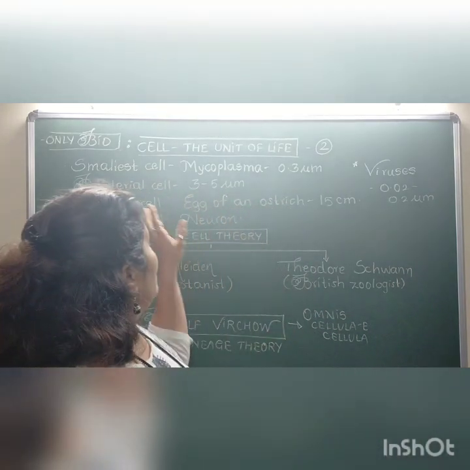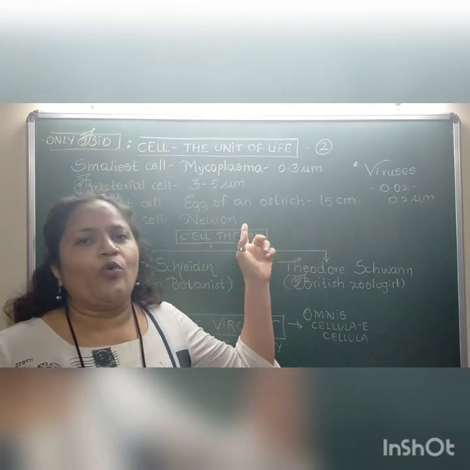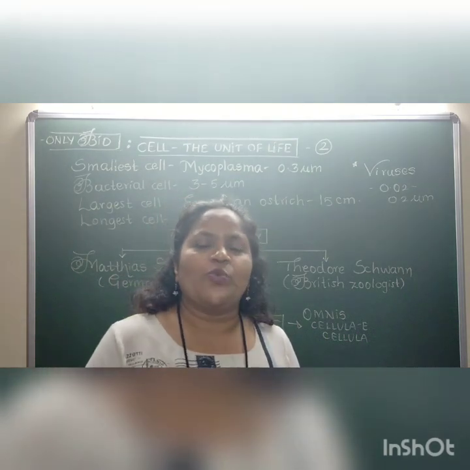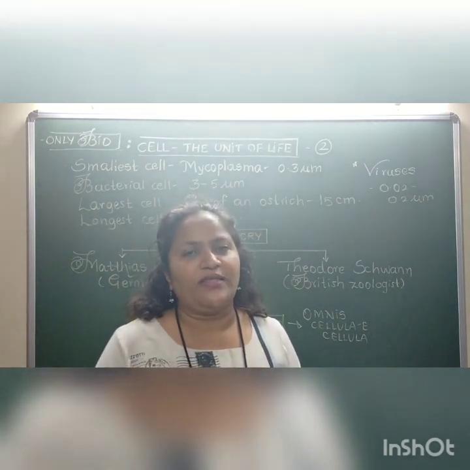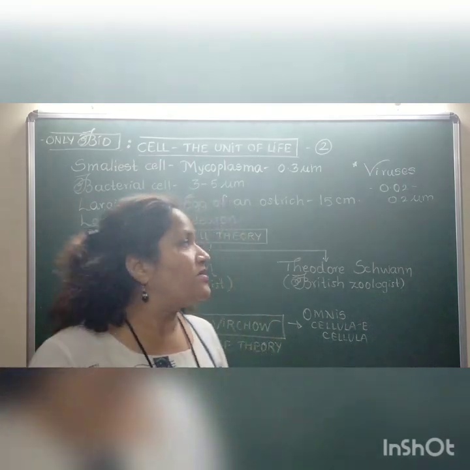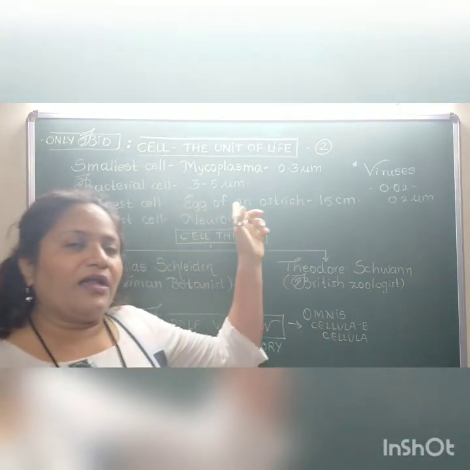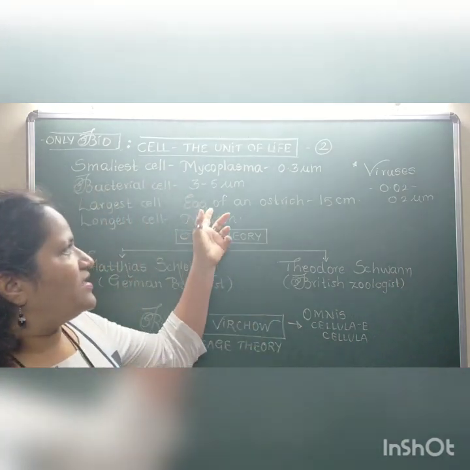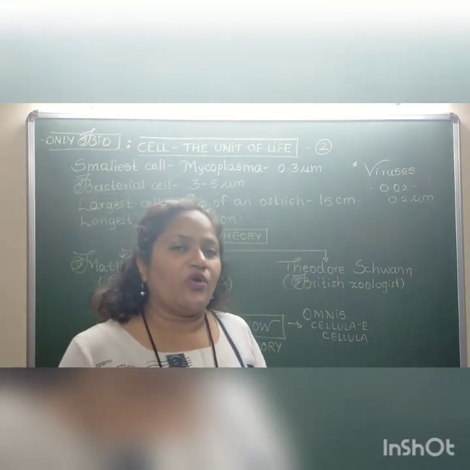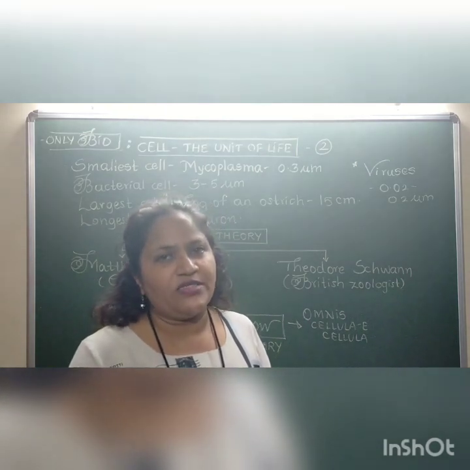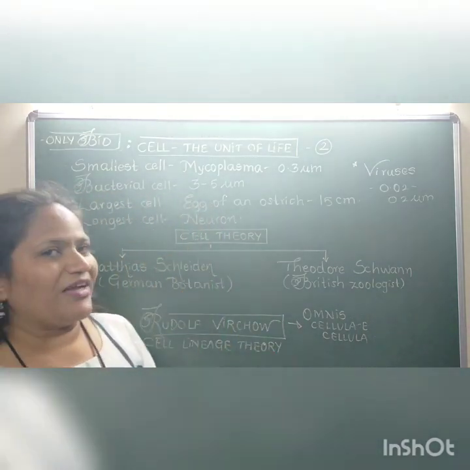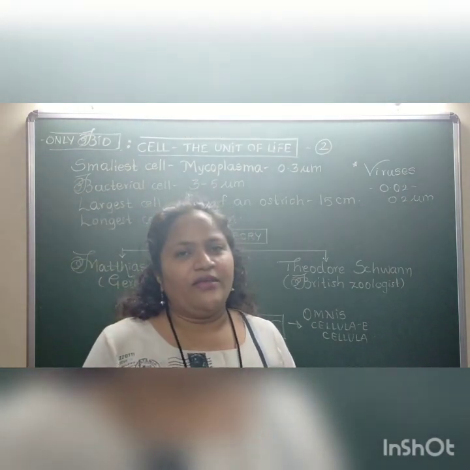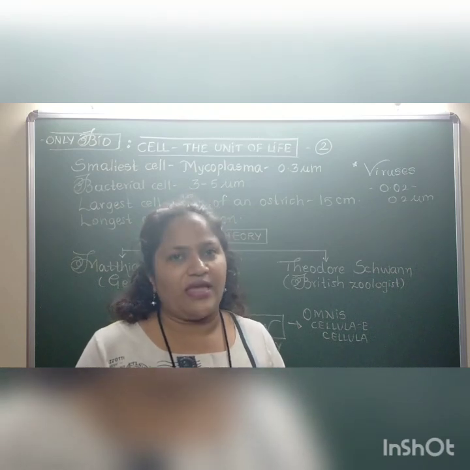The smallest cell is mycoplasma, which is 0.3 micrometers. I repeat, the smallest cell is mycoplasma, that is 0.3 micrometers. The bacterial cell is around 3 to 5 micrometers. The largest cell is the egg of an ostrich, which is almost 15 centimeters, and the longest cell is that of neuron. Now, if you observe this, you'll find that we haven't included viruses anywhere.